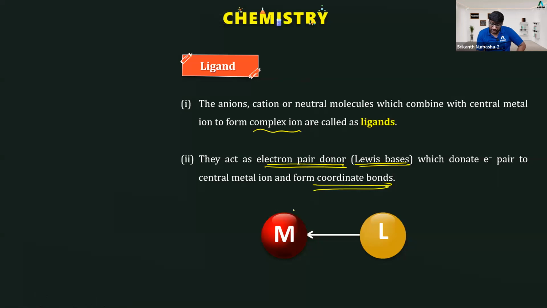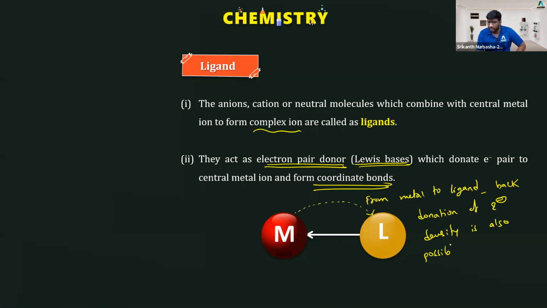But we can also have the scenario, from the metal to the ligand, where we have back bonding. Back donation of electron density is also possible, leading to the formation of a pi bond. So in such cases, we will have some sigma character as well as pi character in the metal-ligand bond. Those ligands which accept electrons back from the metal ion are called pi acceptors. Pi, why pi? Because the bond formed is a pi bond, and why acceptor? Because they are accepting the electrons.